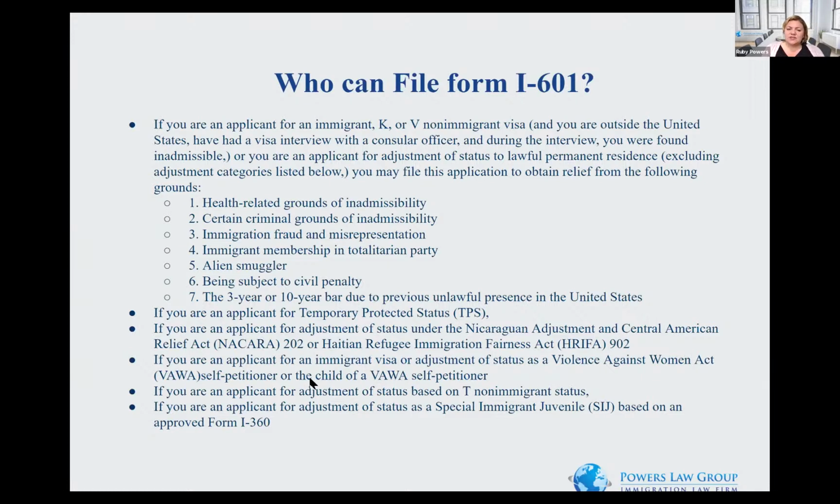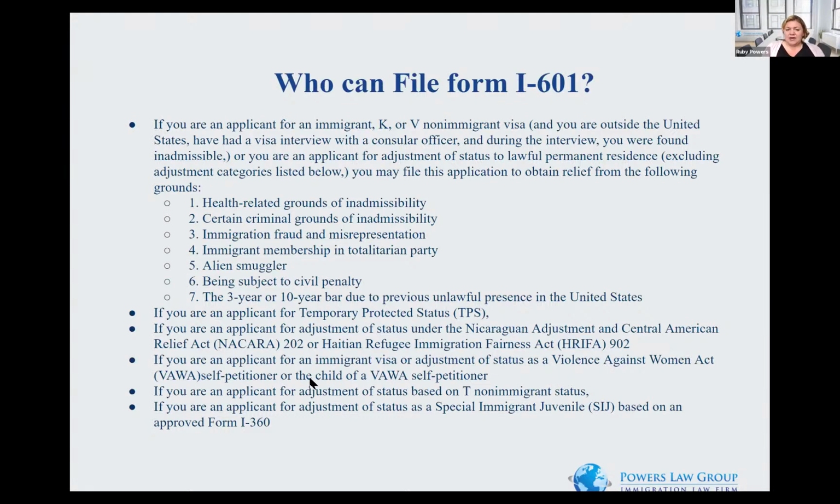So these are the different inadmissibilities. It could be for health-related grounds, certain criminal grounds, immigration fraud and misrepresentation, which is one of the top two that we see the most. Immigrant membership in a totalitarian party, alien smuggler. Alien smuggling sounds really scary, but for the most part, it's generally assisting, aiding, and abetting someone to enter or get into the United States.